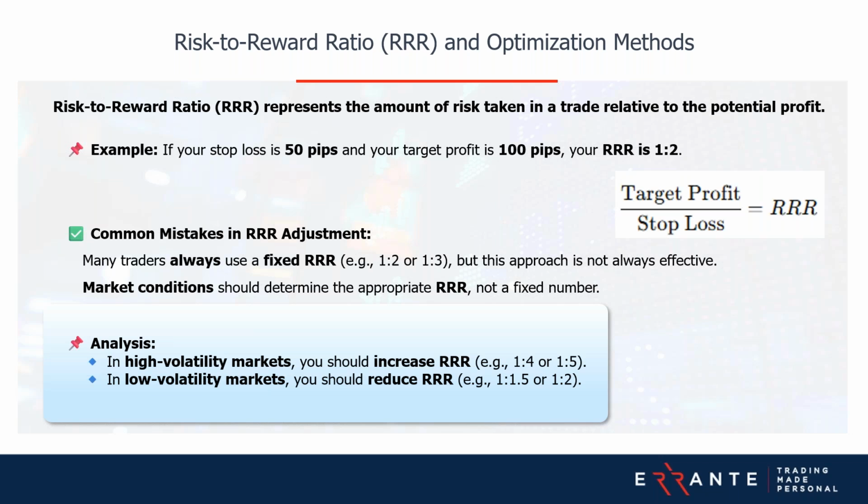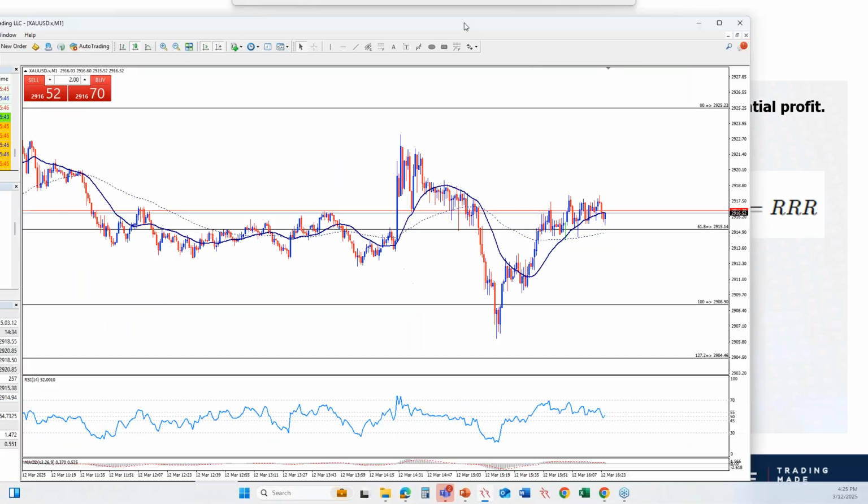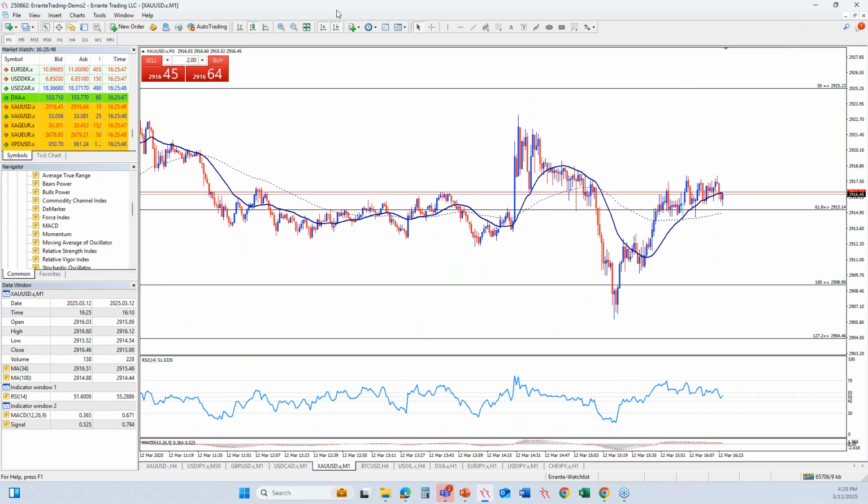There are many examples you can find, first of all on MetaTrader 4. Let me show you my chart here.